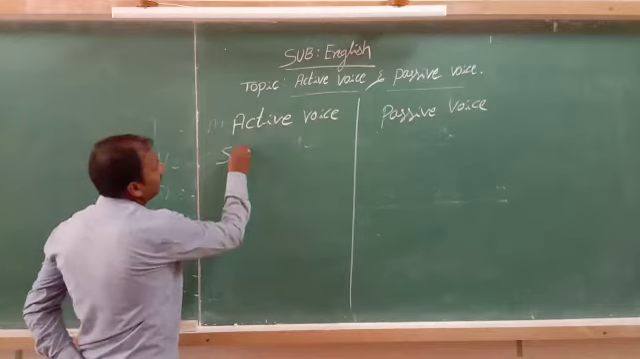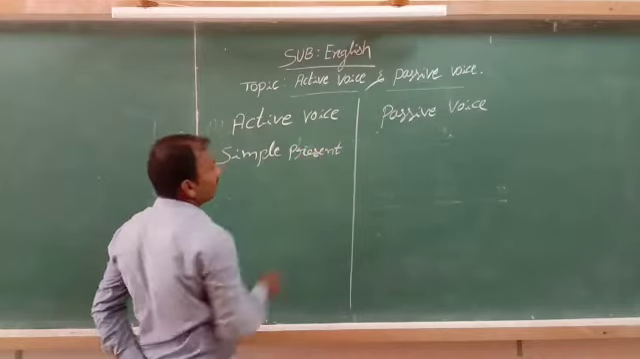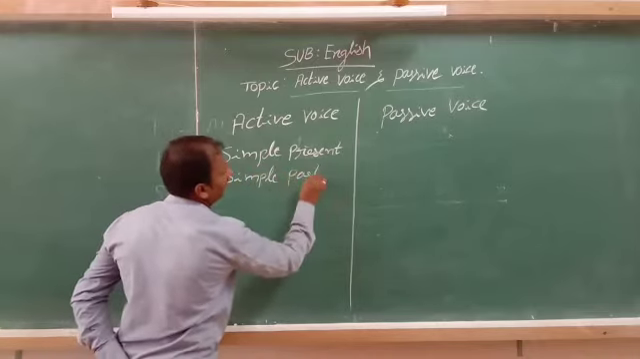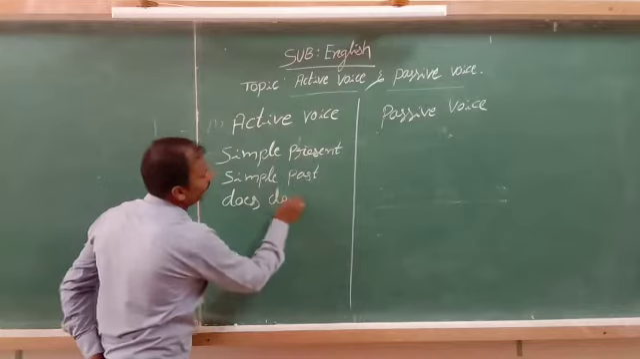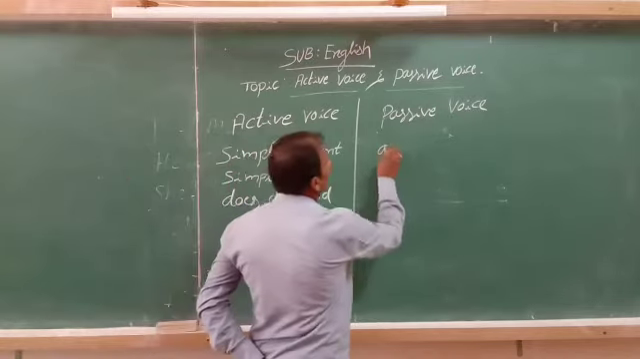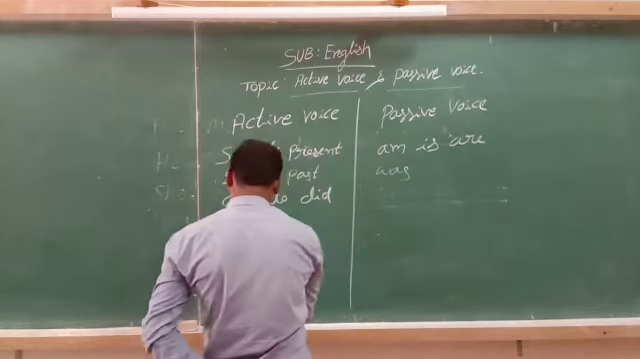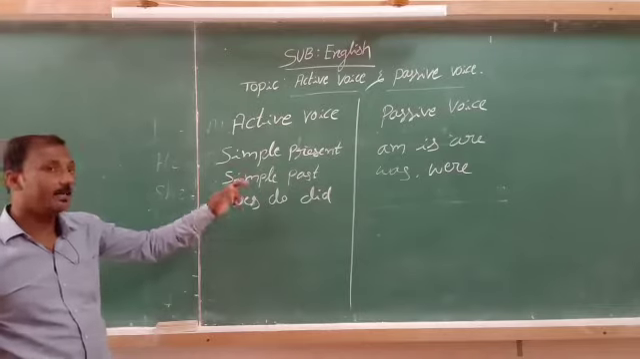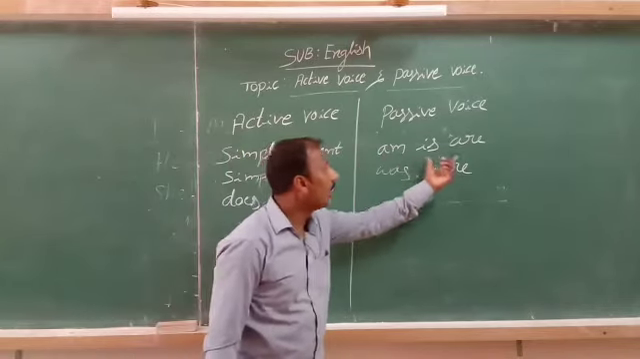For example, simple present tense or simple past tense. Sentences use does, do, take, and helping verbs am, is, are, then was, were. In the simple present and simple past tense, you already know that there are no helping verbs in these two sentences. That's why you use am, is, are, was, were as the helping verb.